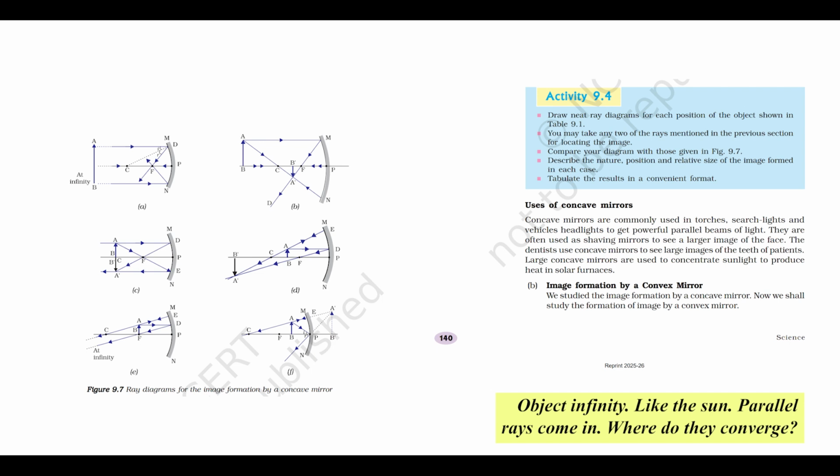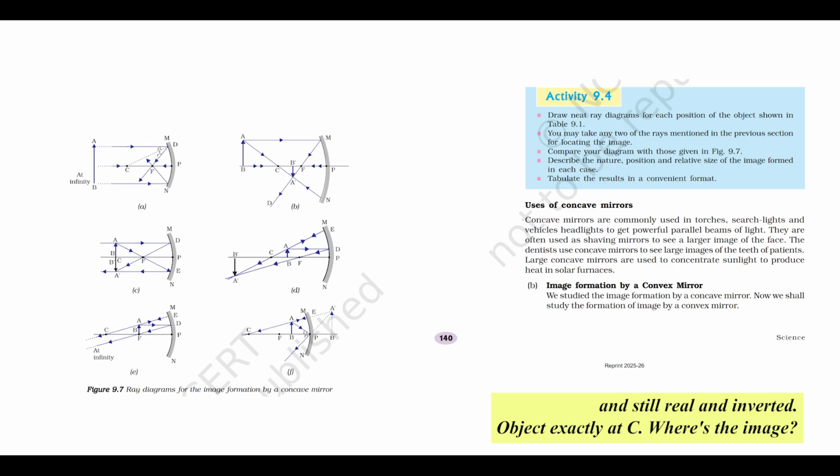Object at infinity, like the sun. Parallel rays come in. Where do they converge? At the focus, F. Correct. The image is at F, highly diminished, point-sized, real, and inverted. Think solar cookers. Object beyond C. The image is formed between F and C. It's smaller, diminished, and still real and inverted.